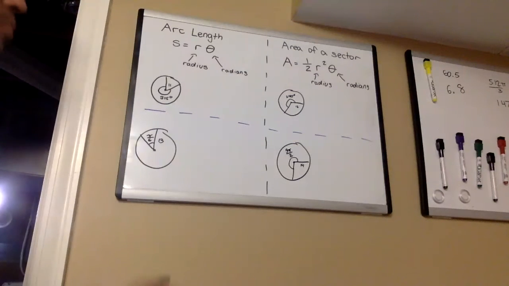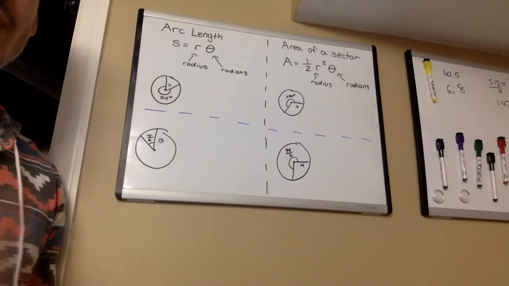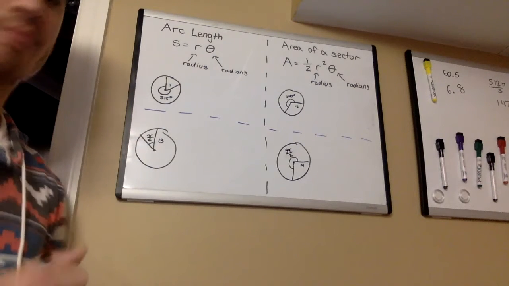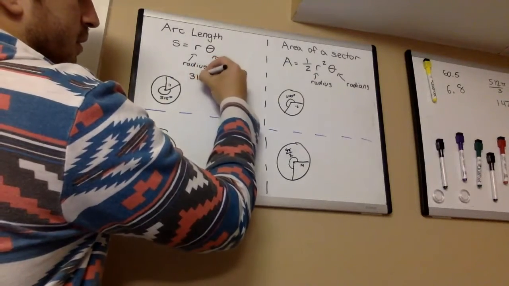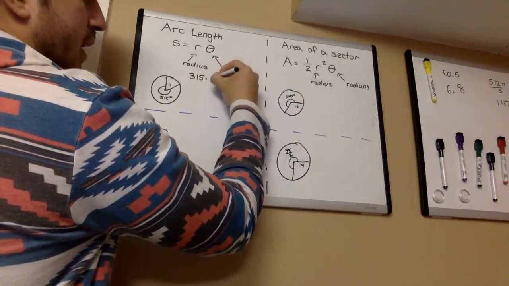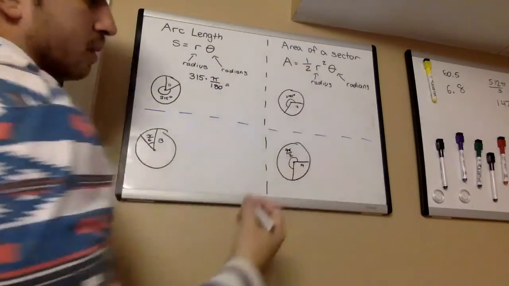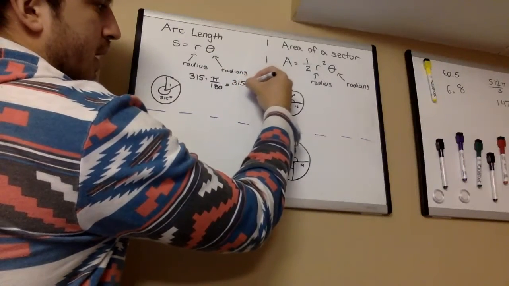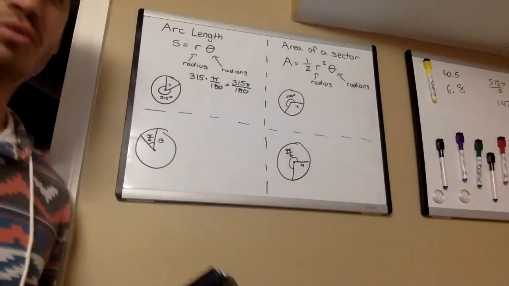If we look at our first problem, they give us that our radius is 11 and our degree is 315. If there is no pi in it, that means that's in degree form. We must convert it to radians form. In order to convert this, we need to do 315 times pi over 180. This is going to be 315 pi over 180. And now we just need to simplify this.